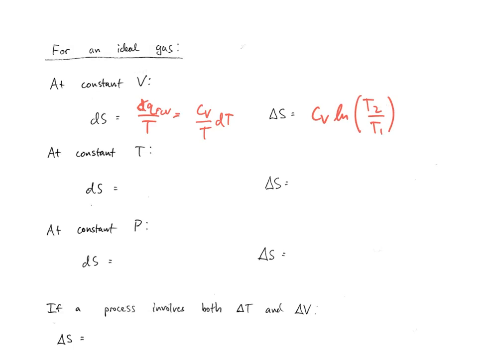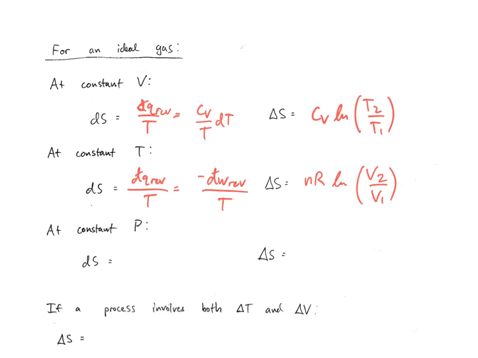That's a constant volume situation. But if we have a constant temperature situation, we saw that this equals a change in heat. This is the second law, divided by temperature, and this corresponds to a negative change in reversible work divided by temperature. This equals nR log V2 divided by V1.